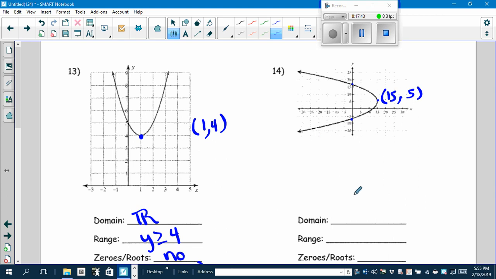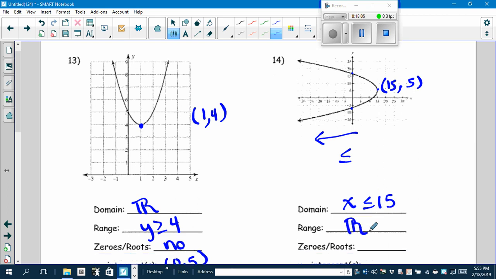So again, our domain, remember this is like the previous one, but only opposite. So our domain is now limited. It's going in this direction. So remember, that's a less than or equal to. Our x values are less than or equal to whatever this x value is, which is 15. Our range is going to be all real numbers because it's going to keep going up or down forever and ever.